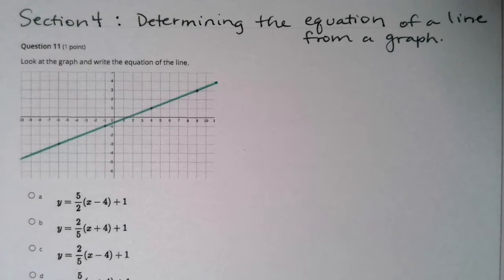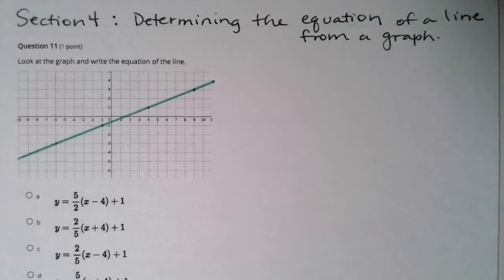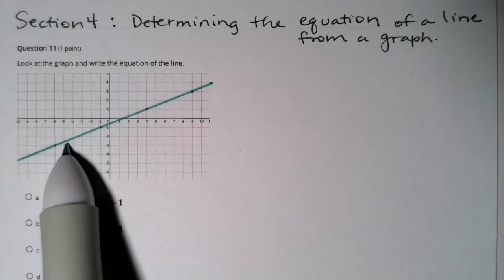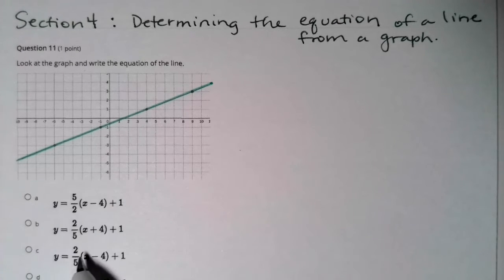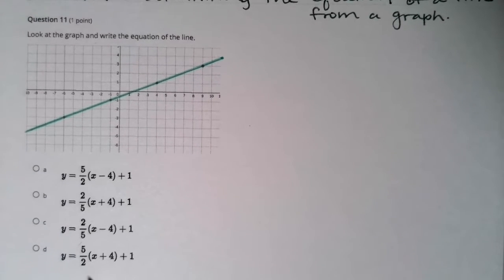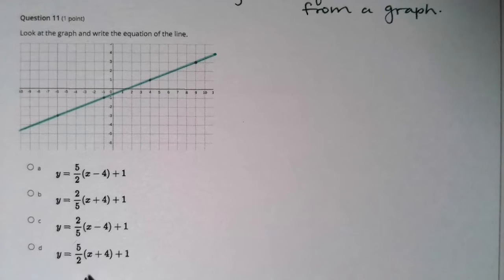Finally, we're looking at section 4 of the Unit 2 test, determining the equation of a line from a graph, and that's questions 11 and 12. Here we have a multiple choice question where we're looking at this line, and we are supposed to figure out which of the equations represents the line.